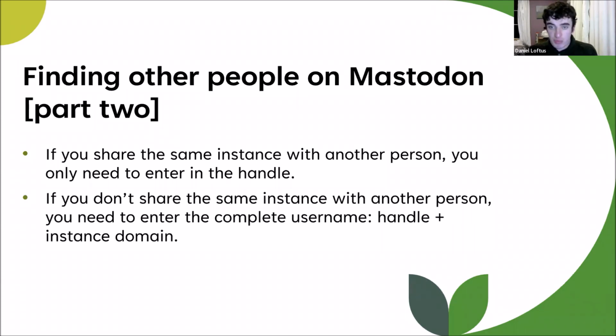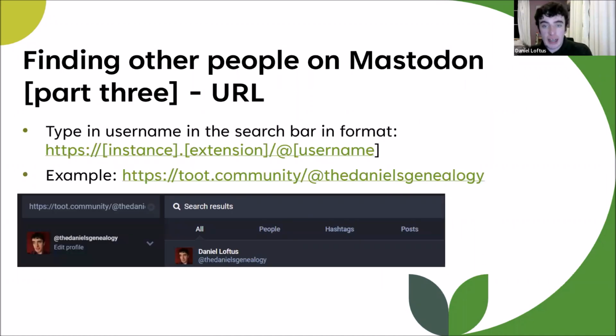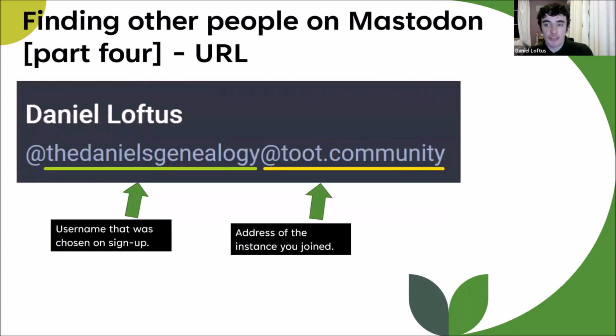The next way is finding other people using a URL. To do this, you type a username in the search bar in the format: https, the instance dot extension, followed by the username. For example, if you type mine in, you'd be able to find me. And that goes for anyone. You just need the handle and the domain. But you might think, if I have the username, the green and gold underline, how can I possibly find them if just adding in their username doesn't work? And it's pretty simple to figure out what the URL for that one is.